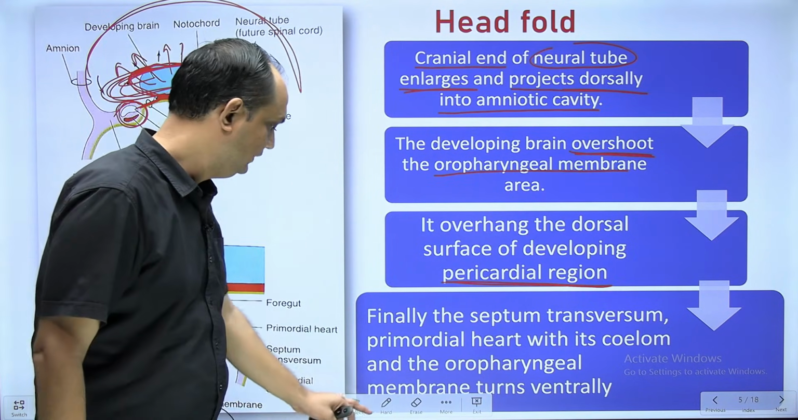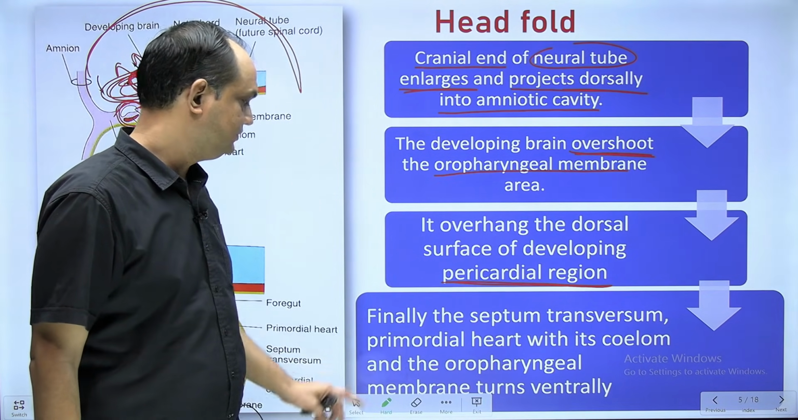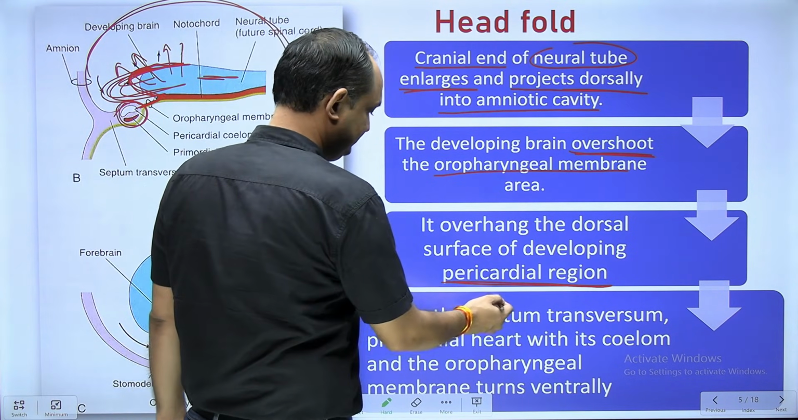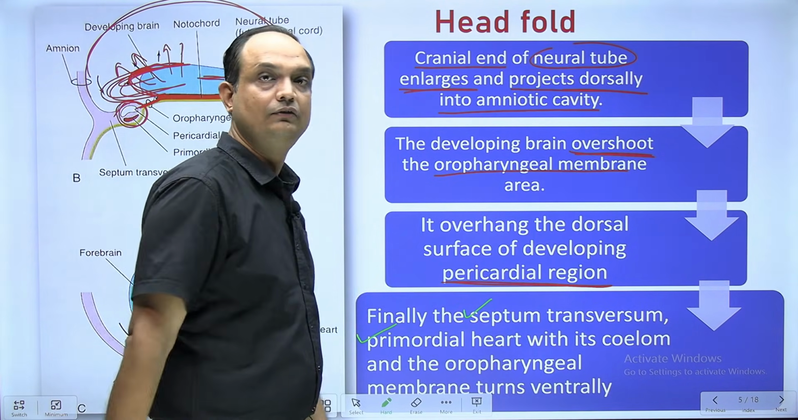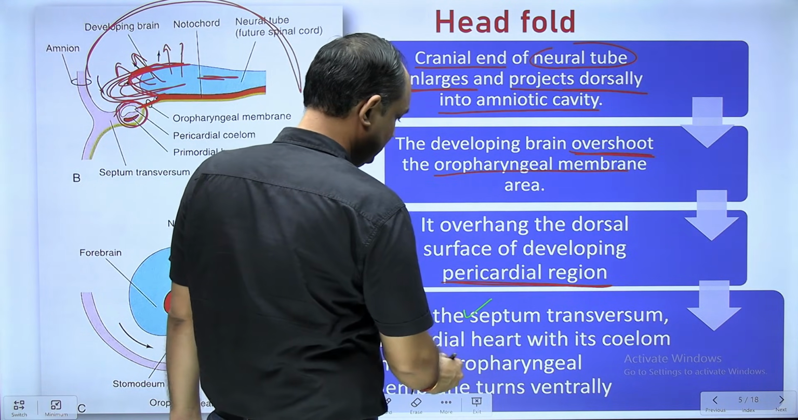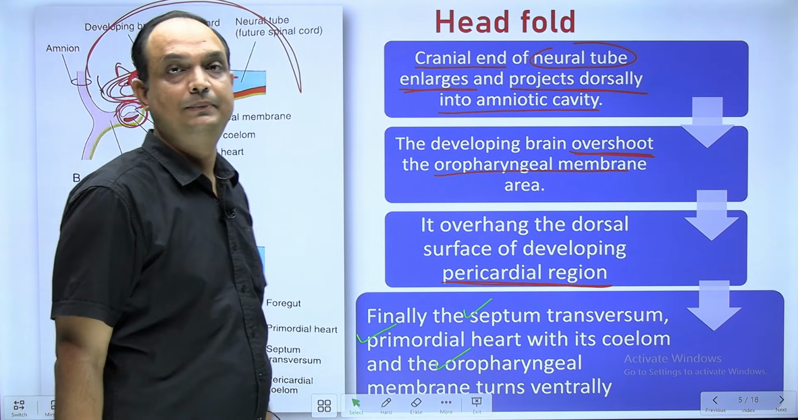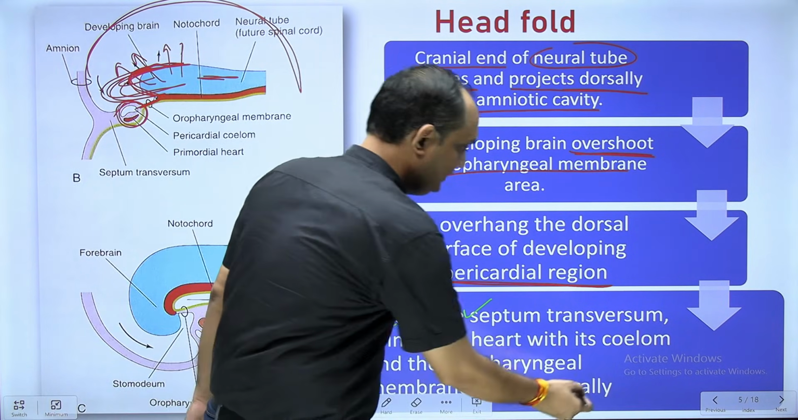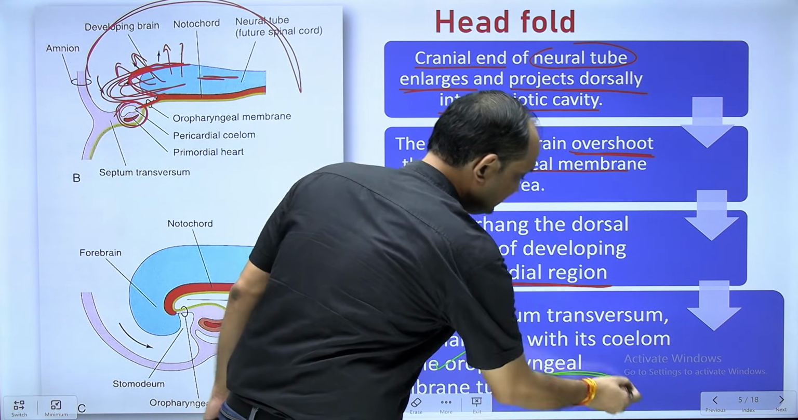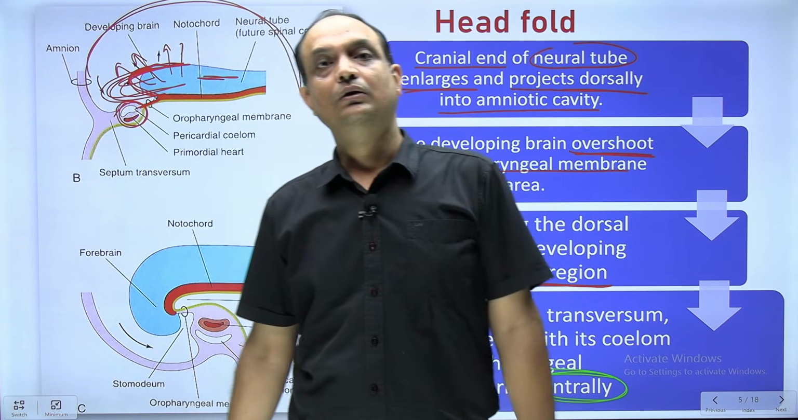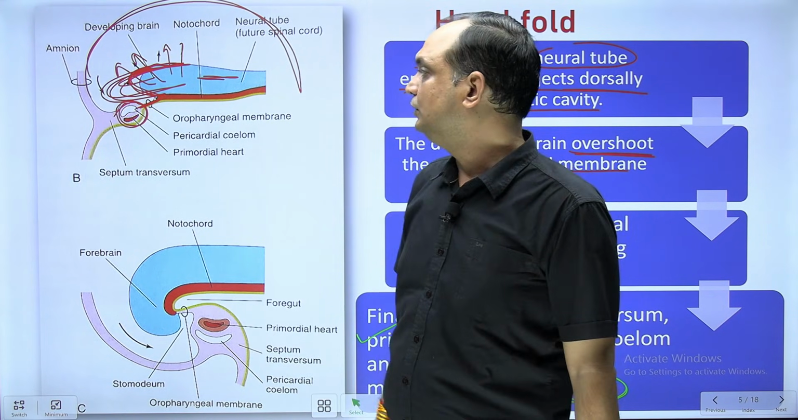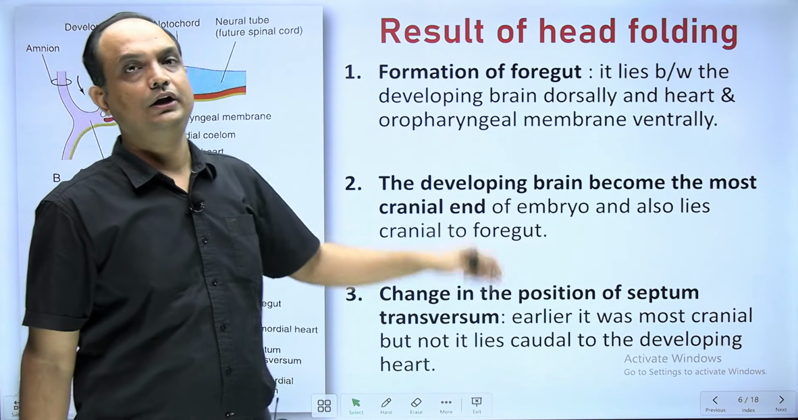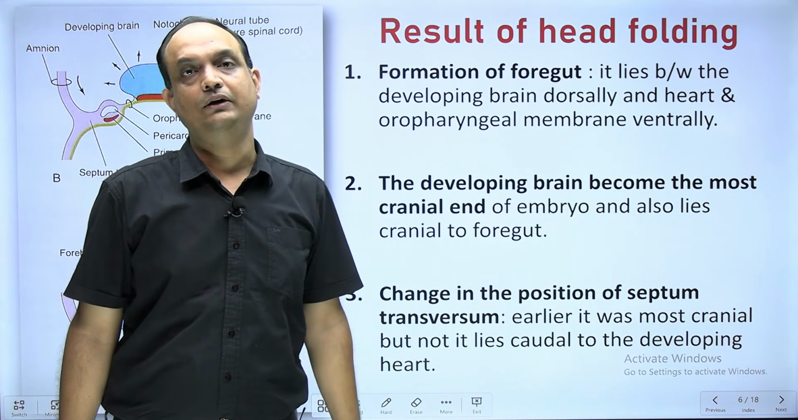Now, because of the folding, there are three structures whose position has changed. What are these? Septum transversum, primordial area of the developing heart with its coelom, and oropharyngeal membrane. So, what is the new position of all these three things? They will reach the ventral aspect of the developing neural tube. Clear? So, now the question is, what are the results or effects that occur due to head folding?